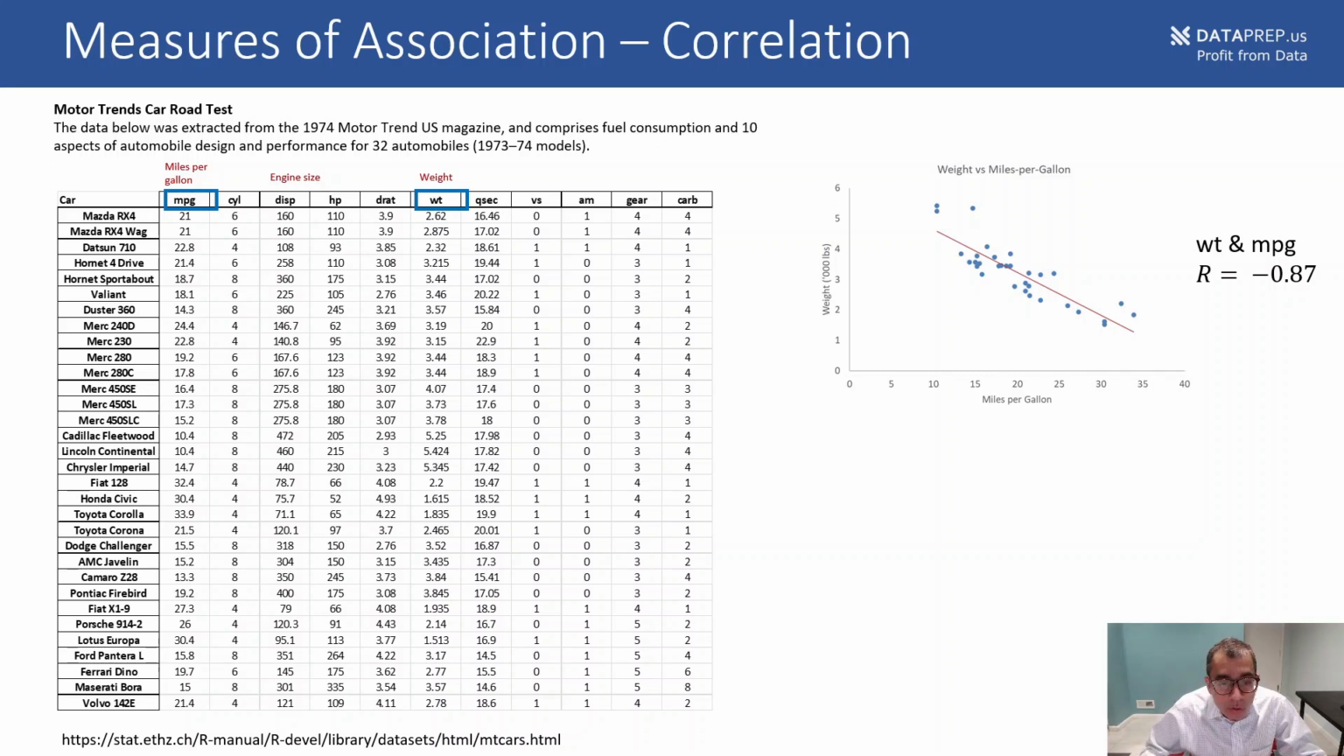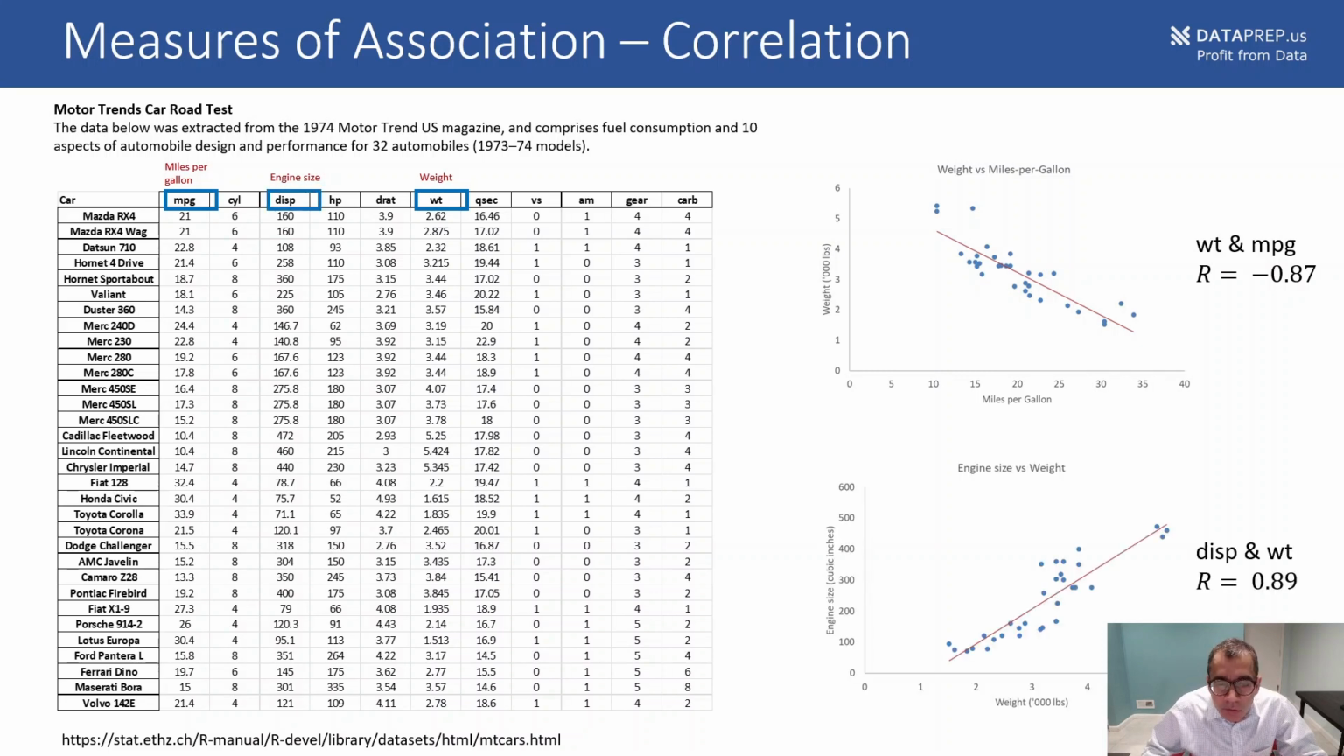Again, we can also look at another variable here, calculate correlations. So if we were to consider the correlation between the engine size and weight, or displacement and weight, we expect them to be positively correlated. The larger the engine size, the greater would be the weight of the car. And we see that in a correlation value of 0.89 here.